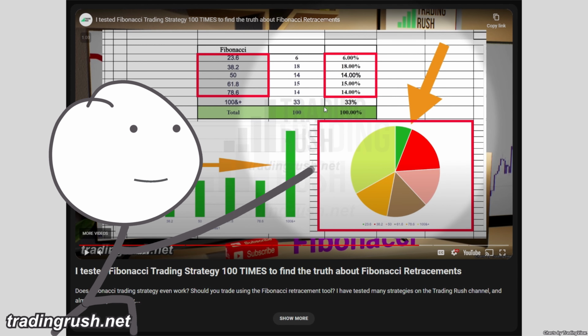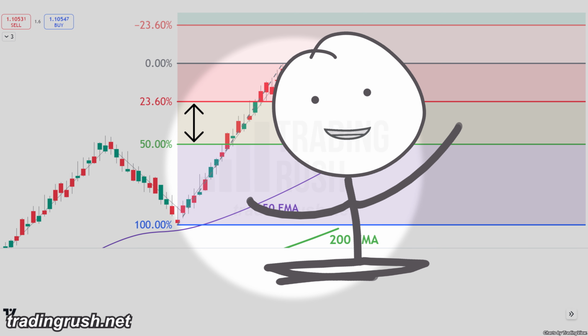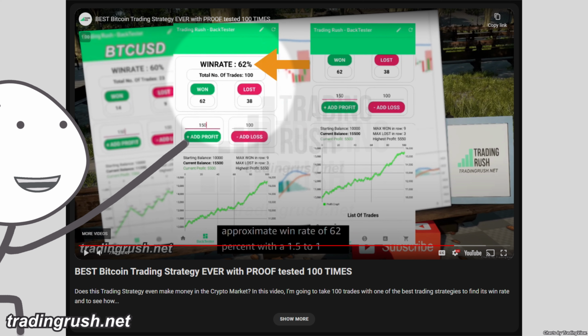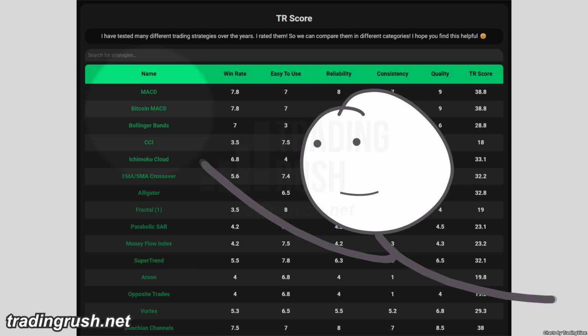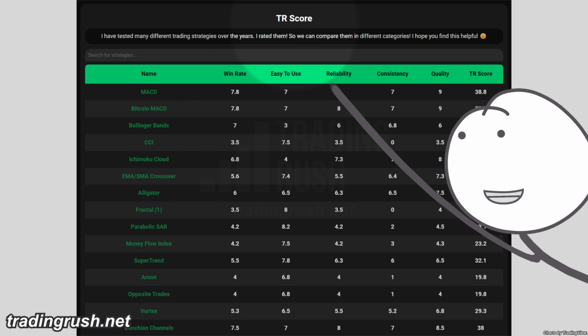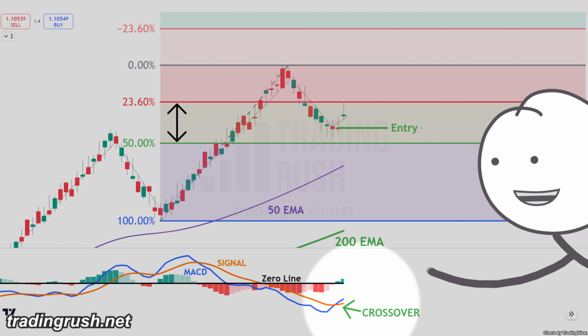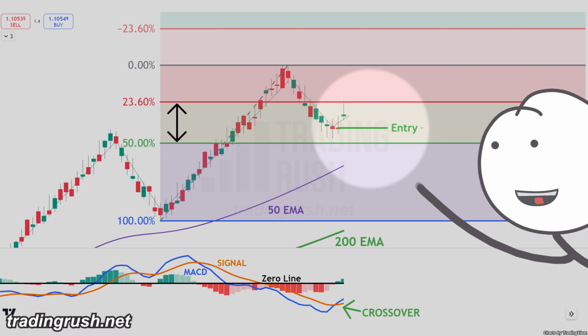I obviously didn't blindly buy using just Fibonacci levels because they don't have an edge according to the data. So instead, I used things that had an edge according to the data. I had testing data about the MACD strategy, similar to what we have found on the Trading Rush channel. If you want, you can learn more about MACD data in the TR score section of the official Trading Rush website. So, when the MACD line crosses above the signal line, and this crossover happens below the MACD's zero line, I would take a long entry.